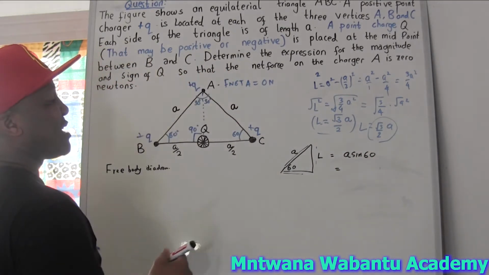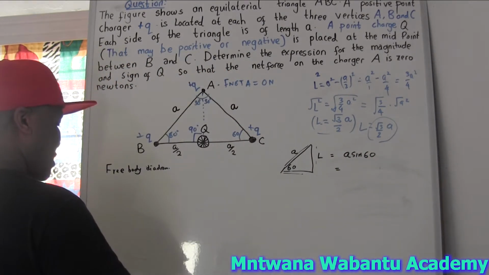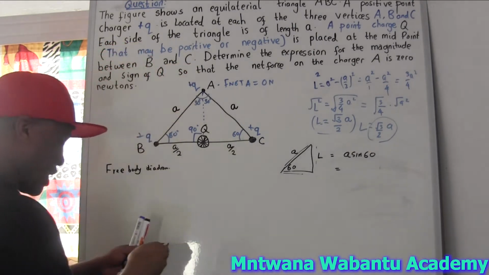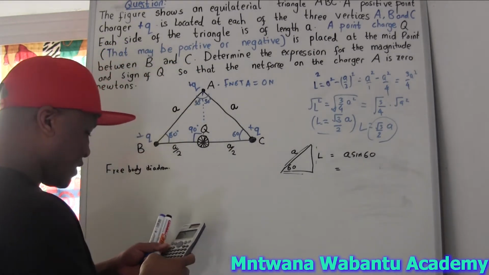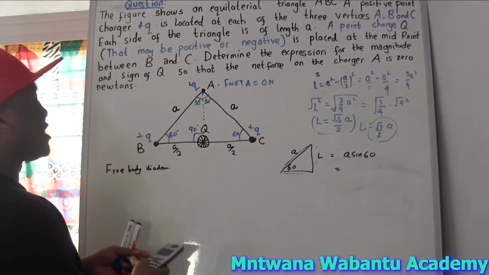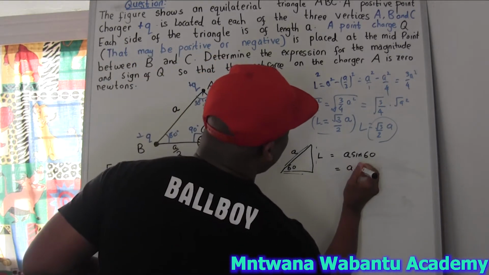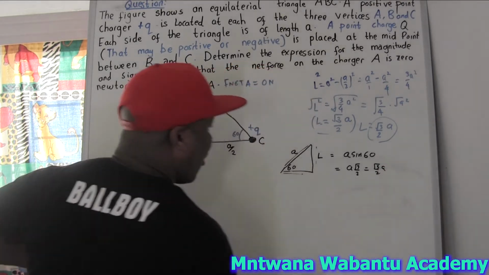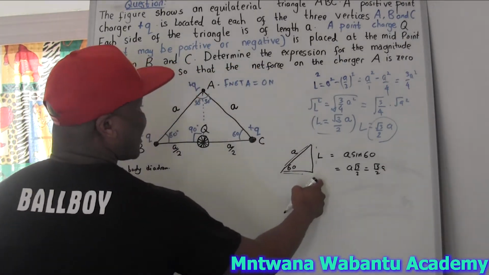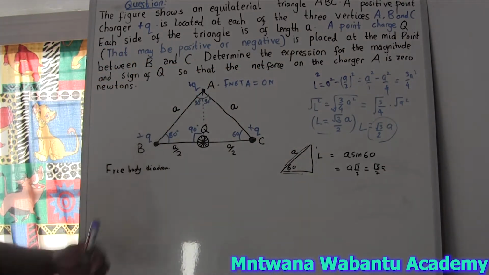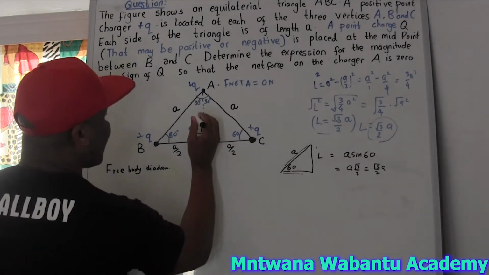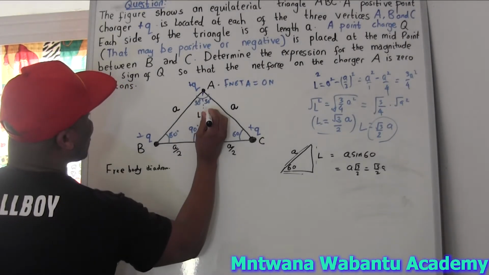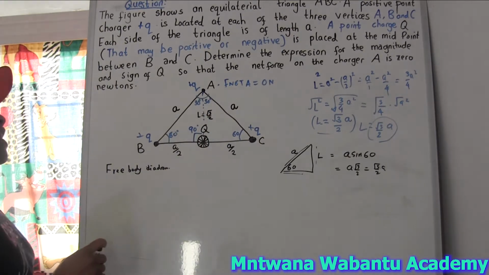Okay, what is sine of 60? Sine of 60 is square root of 3 over 2. Yeah, of course, sine of 60. Which is easier. So A times square root of 3 over 2 is square root of 3 over 2 A. So this is going to be this length. You see, that's easier compared to Pythagoras actually. Okay, so we have a length here, which is square root of 3 over 2 A. We have the length already.